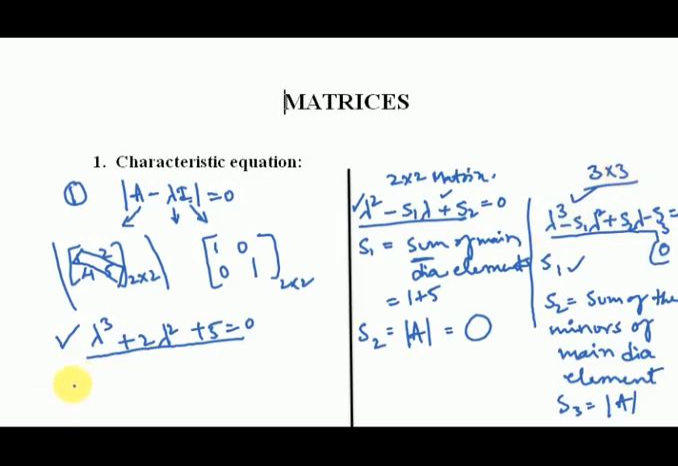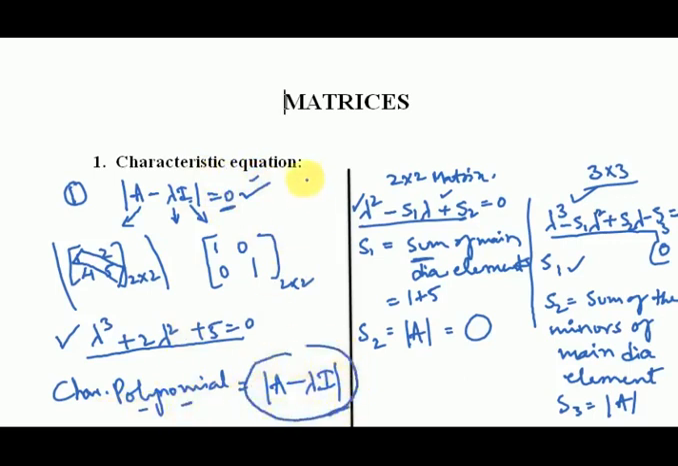And one more term we see here is characteristic polynomial. This one is the determinant of A minus lambda I. So the difference between characteristic equation and characteristic polynomial is that for the equation we compulsorily get is equal to 0, while for the characteristic polynomial we don't get that term equal to 0. So this is the basic difference between characteristic equation and characteristic polynomial.